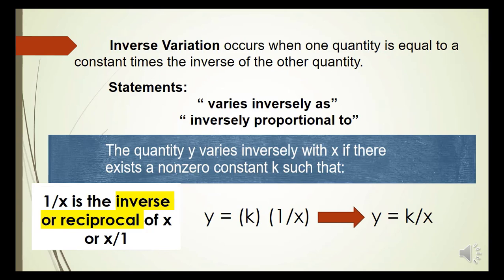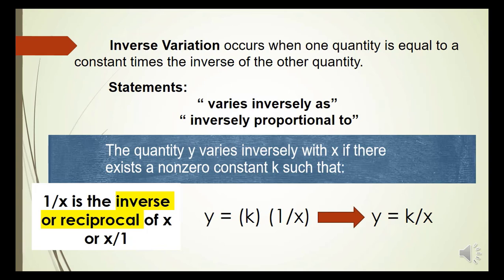Inverse variation occurs when one quantity is equal to a constant times the inverse of the other quantity. It has the statements "varies inversely as" or "inversely proportional." If we translate the statement "y varies inversely with x," if there exists a non-zero constant k, we have this equation. When we say y varies inversely with x, we can say that y varies to the reciprocal of x. That's why 1 over x. Constant times 1 over x. 1 over x is the reciprocal of x.